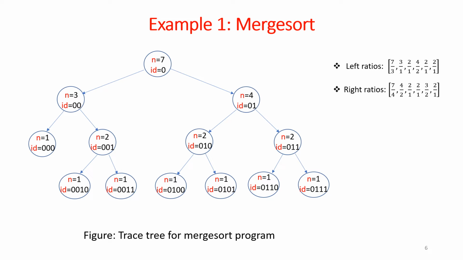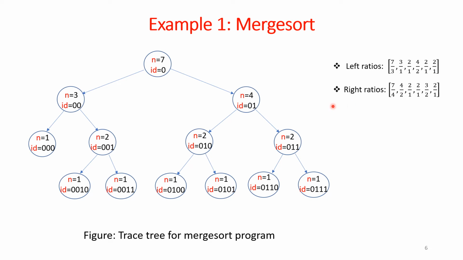Dynaplex computes the relationship between the size of input at the current node and the size of input at their children nodes. For example, for every left child, taking the first node, the ratios will be 7 divided by 3, 3 divided by 1, 2 divided by 1, 4 divided by 1, and so on. And this would show that this list converges to 2.